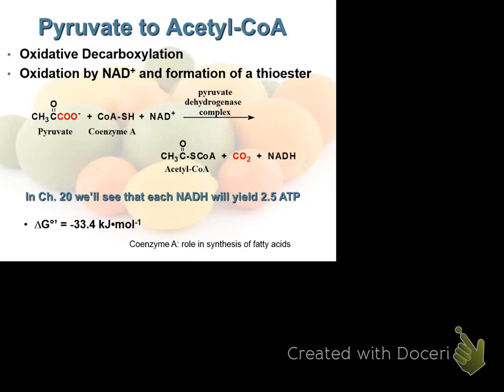I've got a cryo-electron micrograph of it in just a moment, but it requires 5 different factors along with it, okay? And we'll find out that since it's a dehydrogenase, it does make NADH, and as I mentioned in the past, we'll find out in chapter 20 that each NADH will go on to make 2.5 ATPs, okay? All right.